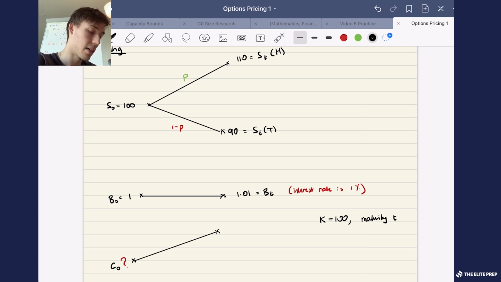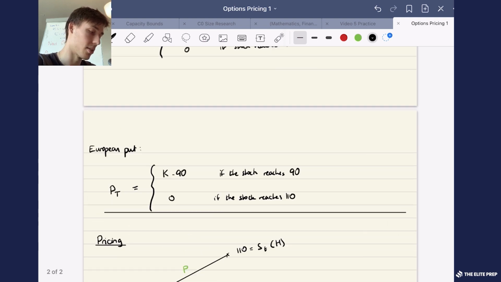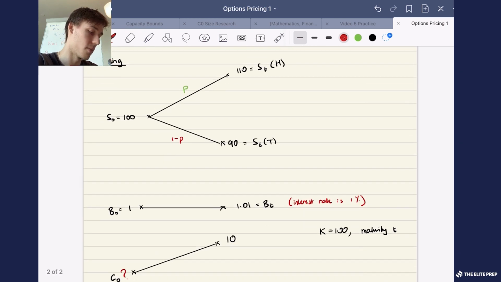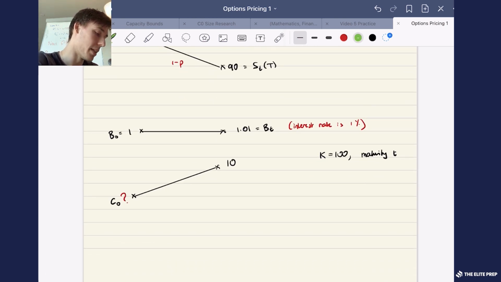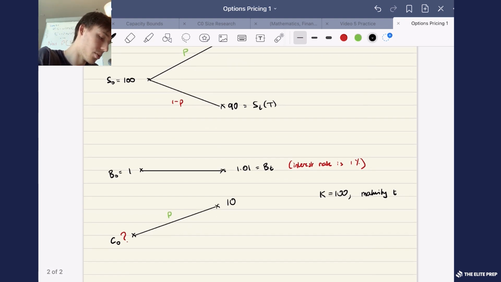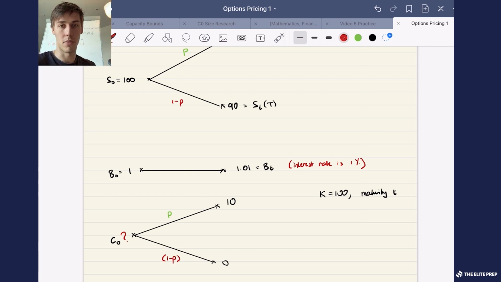Then here we will just have 10, because if we recall, the call option is just 110 minus the strike if the stock exceeds 100, the strike, and it's 0 otherwise. So it's 10 with probability P, because the stock has probability P of moving up. And it's equal to 0 with probability 1 minus P, because the stock, the thing which the option depends on, has probability 1 minus P of going down.